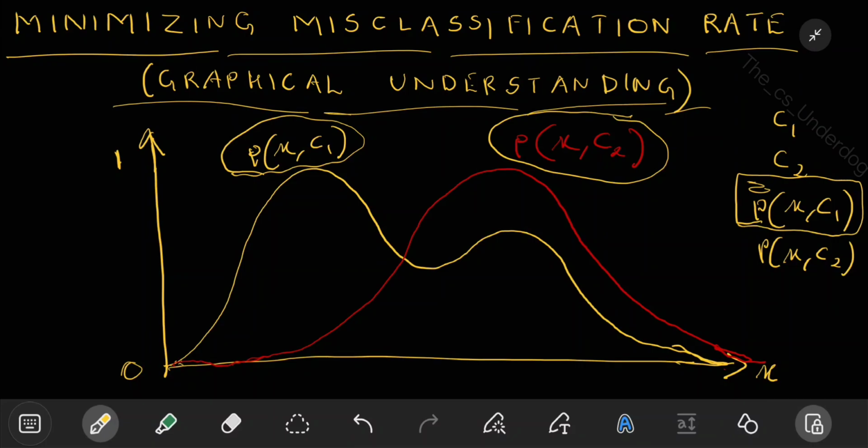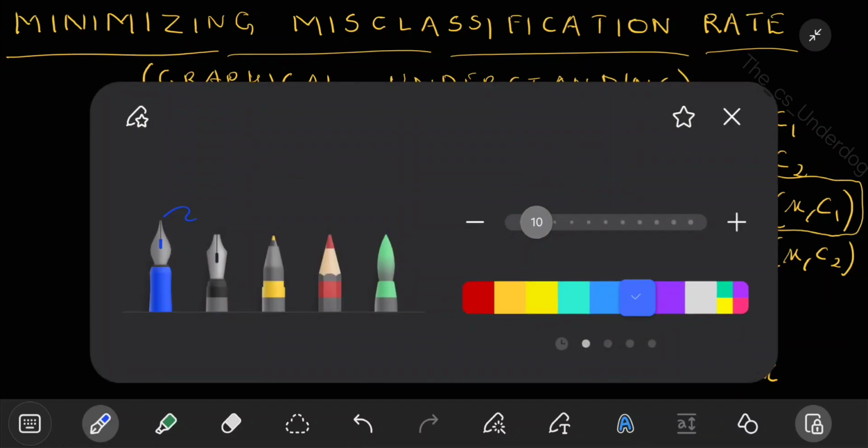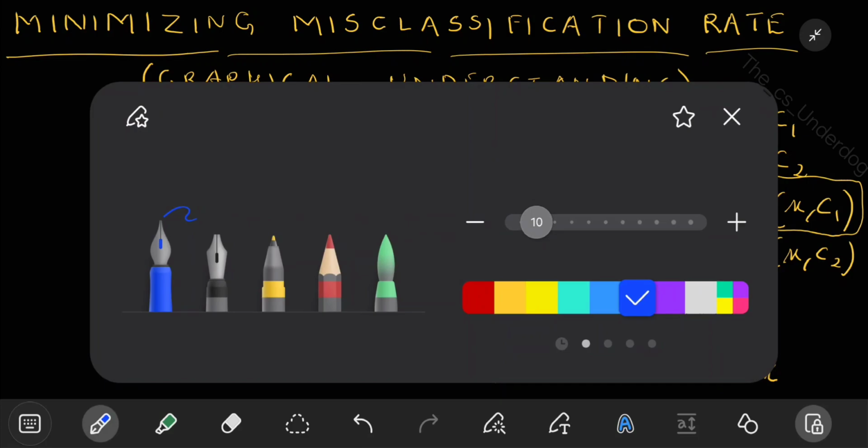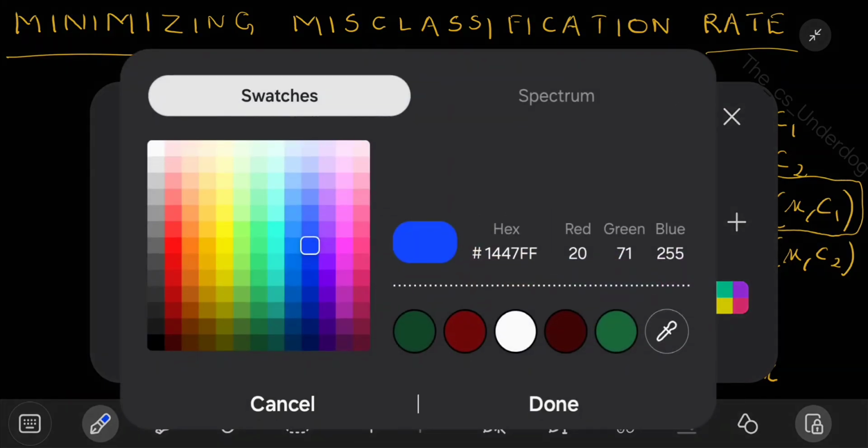Let us say my decision boundary is presently somewhere over here. Let's say this is my decision boundary for now. At this point, I'll call this x cap. This is my decision boundary. If I draw the decision boundary here, what will be the situation? How many points will be classified correctly and how many points will be misclassified? Let us see that. I'll take a different color and mark it. Let us say I'm taking green.